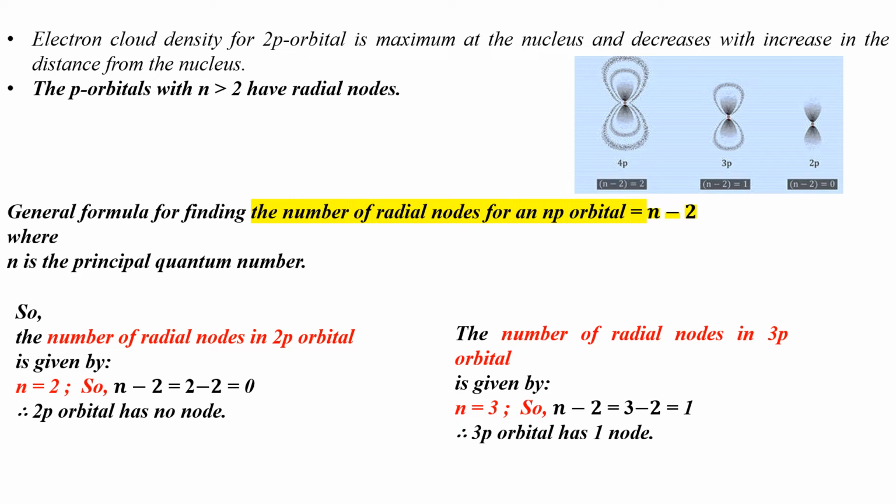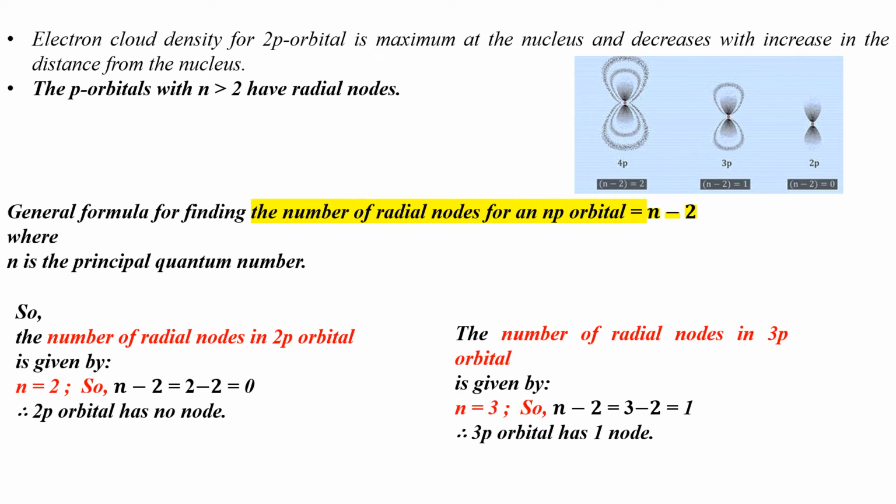The p orbitals with a value of n greater than 2 have radial nodes. Radial nodes are nodes found in the orbitals along the radius of an atom. So, 2p orbitals do not have radial nodes. Only those p orbitals which are present in third shell, fourth shell and so on have radial nodes.